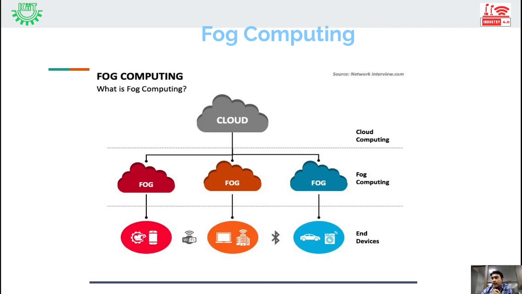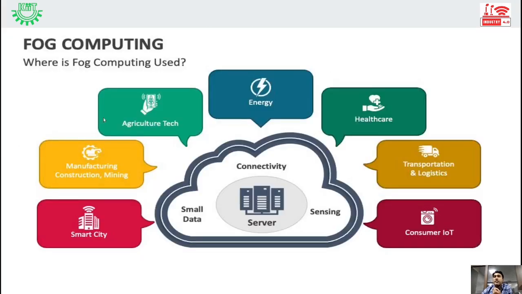If there is a computing requirement which is much higher than what one end user device can actually process, that will be provided to a fog computing environment for processing. But in case the computing required is computationally more intensive, it can then be forwarded to the cloud. Now the question is where this fog computing can be used. As you can see in this example, smart city, manufacturing and construction, mining, agriculture, energy, healthcare, transportation and logistics, and consumer IoT can all benefit from fog computing.